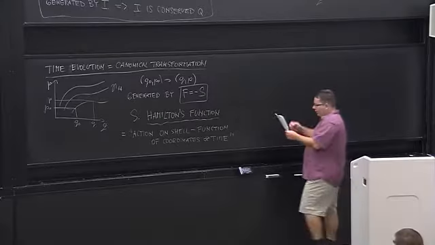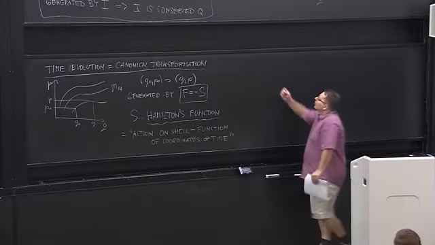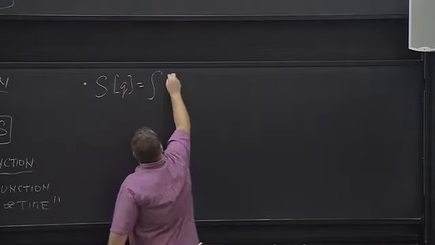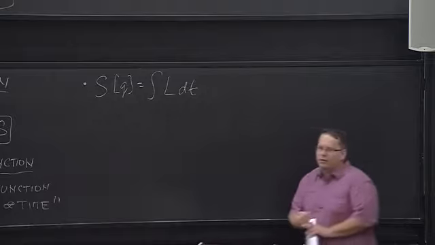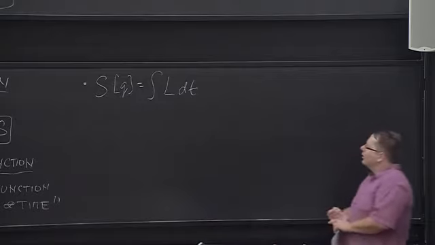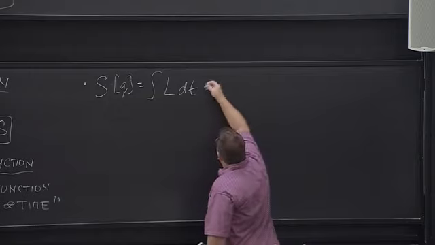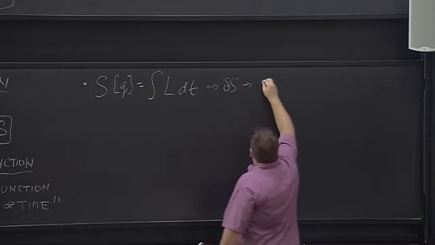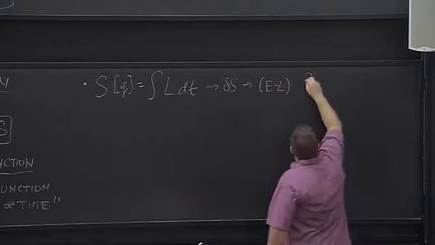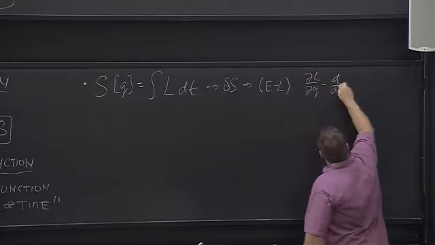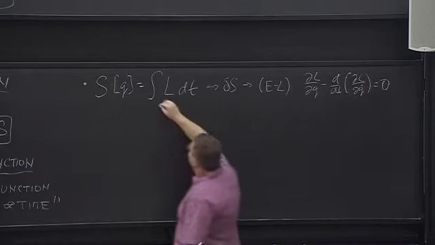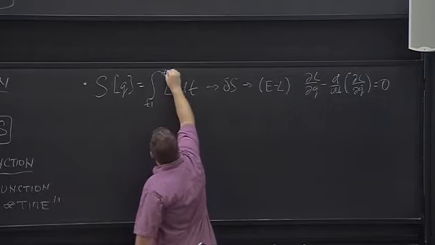You have S, which is a functional of q, and that's the integral of L dt, right? So that's how we started our discussion. We have the functional S, the action S, given by L dt here. Then you vary this action, and you get the Euler-Lagrange equations, which are dL over dq minus d over dt dL over dq dot equals 0. By the way, this action is from t1 to t2.